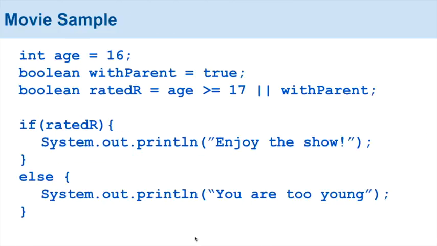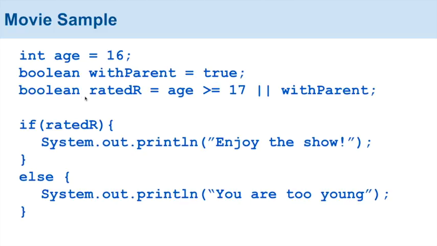Okay, so the next sample is the movies. You know you can go to a rated R movie if you're 17 years old or if you have a parent with you. So in this one, I have the person's age being 16, and that's an integer because their age is going to be a number, correct? And then a Boolean is just a yes or no condition. Is the parent with you? Yes or no. It can only be true or false. It can't be maybe I have a parent with you. It's true or false. And so I'm setting it to true.